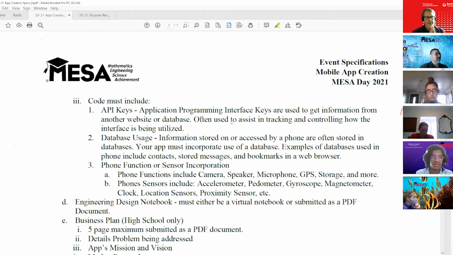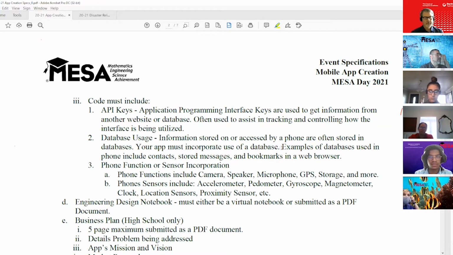We'll also be looking for database usage. So we're going to be looking at things that end in DB or say database. There are markers or signatures that you use a database in your code. That's some place where your information is stored and accessed by a phone. Examples are your contacts, stored messages, bookmarks in a web browser, and links. If your app is going to send people to other websites, you're probably going to have a database of those websites in your app, so that when people hit a button, your app will go to that link and open it up in the browser.